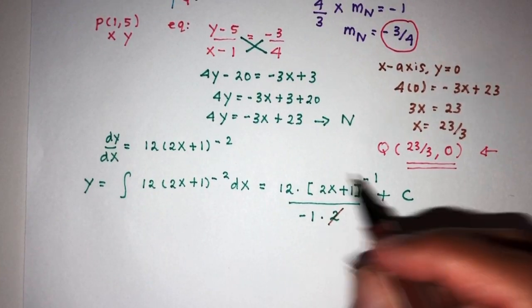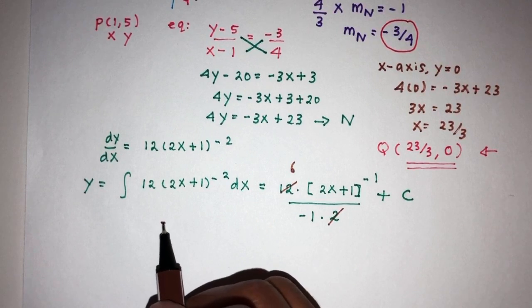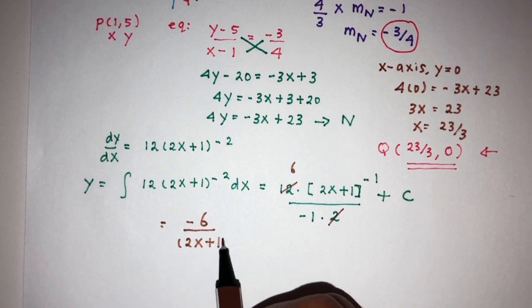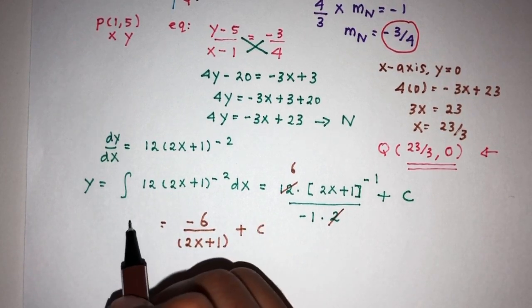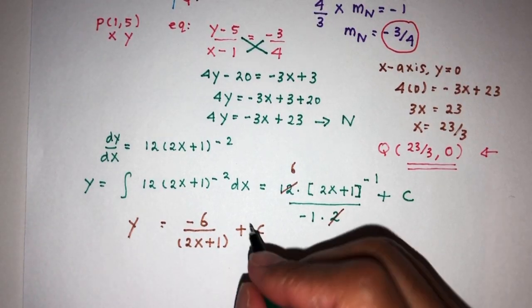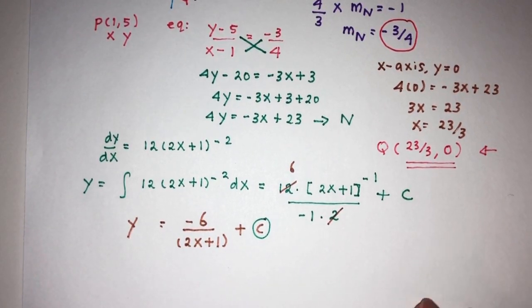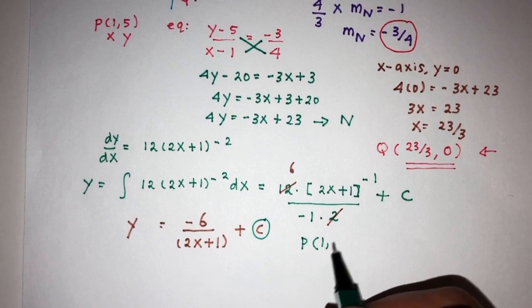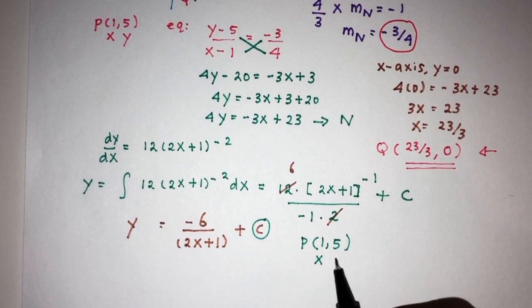Now simplify. That will be 6, and you will have minus 6 over the value of 2x plus 1, plus c, will be my value of y. Now again, it is not complete yet because we have to find the value of c. To find the value of c, we have to use the given values. We know P is a passing point. It is 1, 5. My x value and my y value.